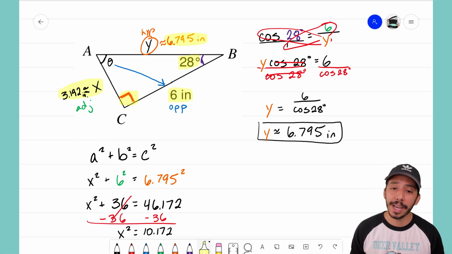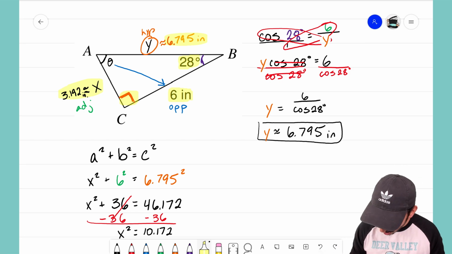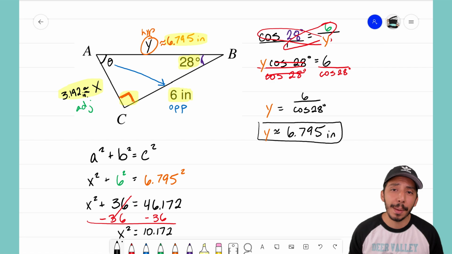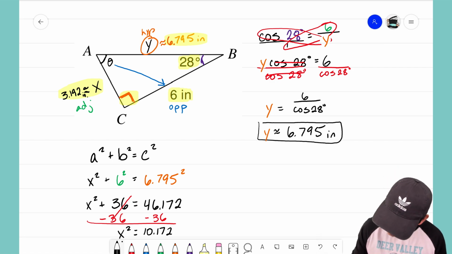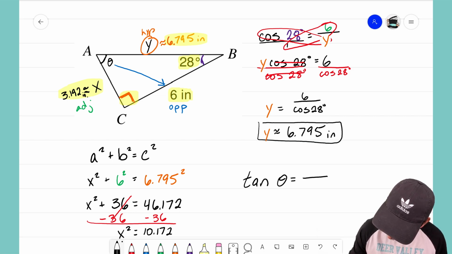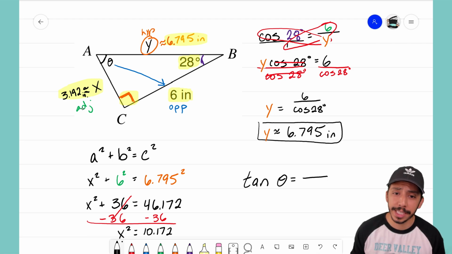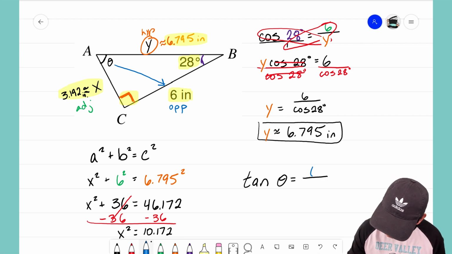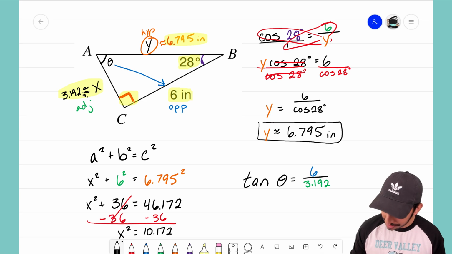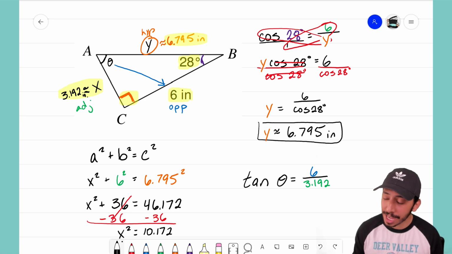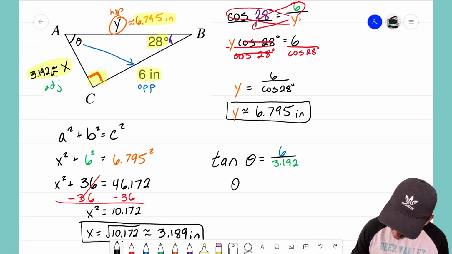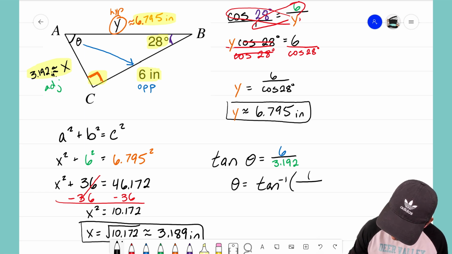For me, I'm going to go ahead and use tangent, since we do know opposite and adjacent, and we'll be able to see what that missing angle of theta is. Now I'm going to set up my tangent ratio. Tangent of our missing angle of theta equals opposite over adjacent. Our new opposite side is 6. Our adjacent side is 3.192. Since I'm solving for theta and I do know the two sides, I can now switch this problem into an inverse tangent problem. I'll take the inverse tangent of that fraction, 6 over 3.192.